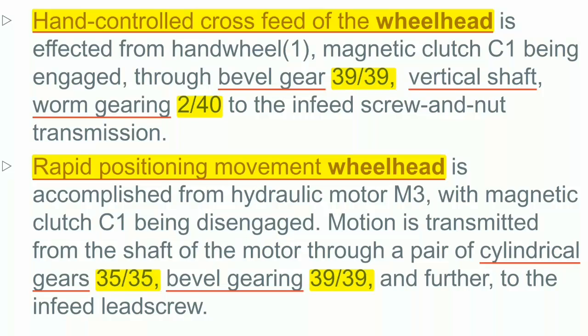Rapid positioning movement of the wheel head is accomplished from hydraulic motor M3 with magnetic clutch C1 being disengaged. Motion is transmitted from the shaft of the motor through a pair of cylindrical gears 35 by 35, bevel gearing 39 by 39, and further to the in-feed lead screw.